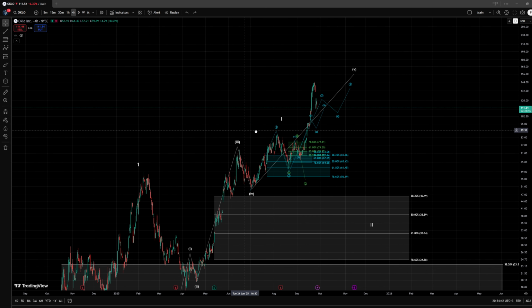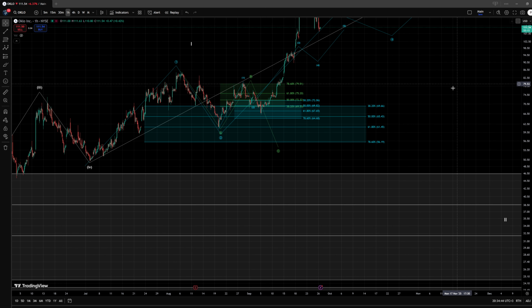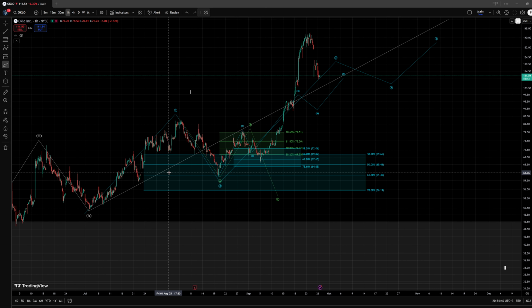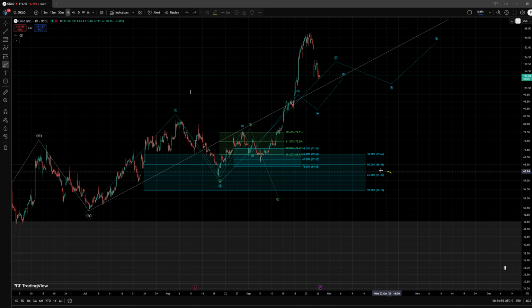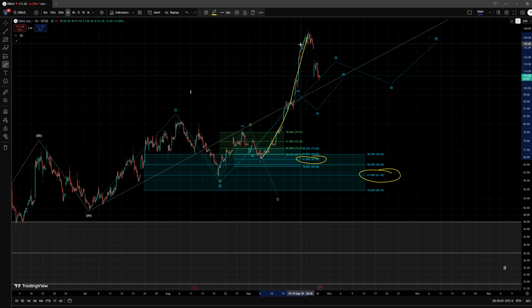And I provided you in the previous videos this scenario here in blue, where we had a 1-2 setup, and then we had an additional 1-2 setup here. In both cases, we held the 61.8% retracement, and in the second case, we actually managed to create a very strong and impulsive third wave to the upside.